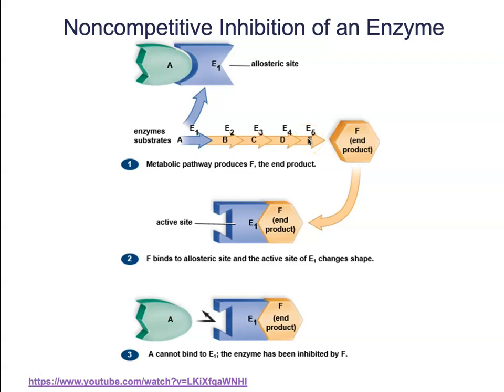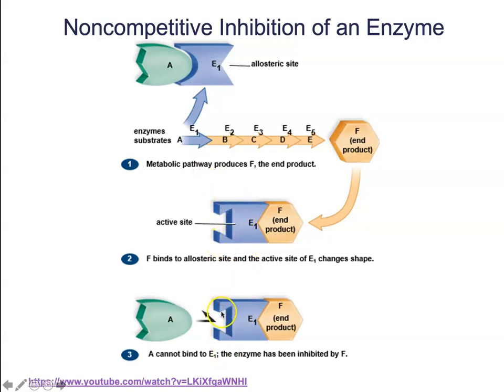So on and so forth. So here's that metabolic pathway. Now here's the interesting thing. A lot of times we will use the end product, F. Once that end product F is produced, it's going to bind to the allosteric site of enzyme 1. And when it binds to that allosteric site, it's going to change the shape of the active site.